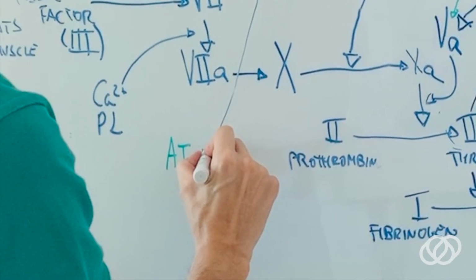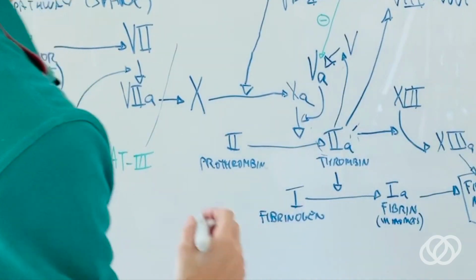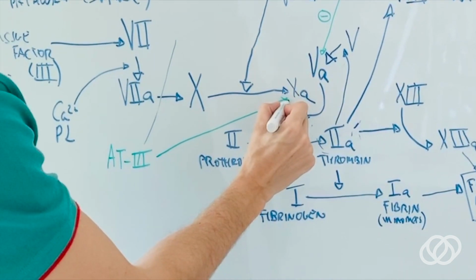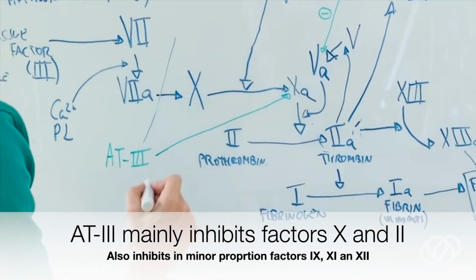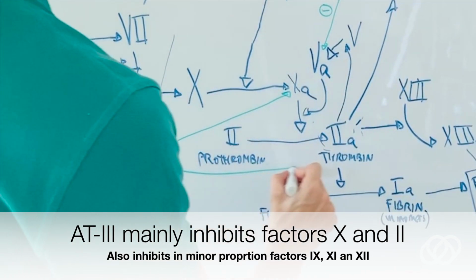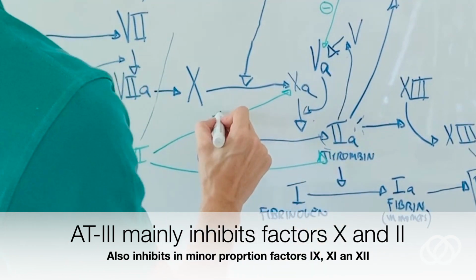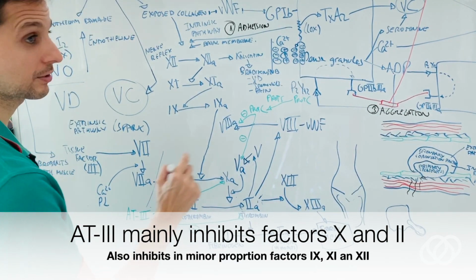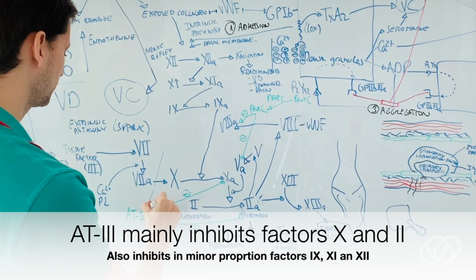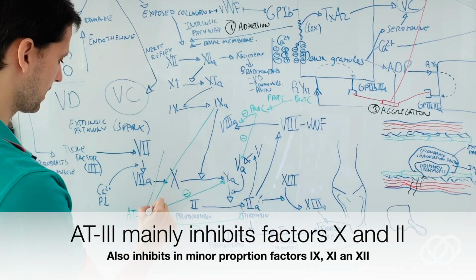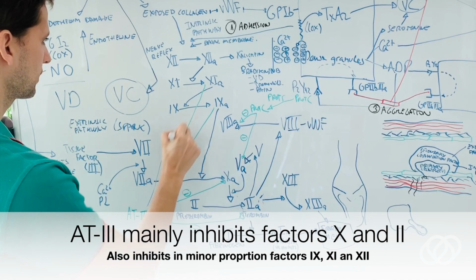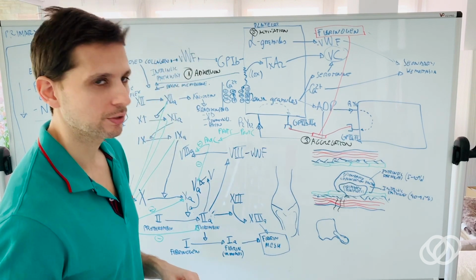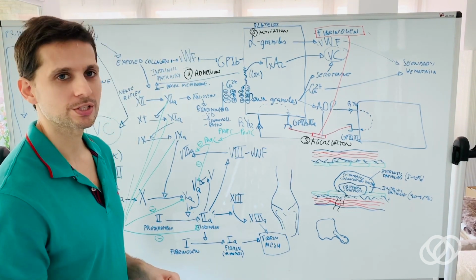On the other side, we have another system that is the one formed by antithrombin. Antithrombin 3 inhibits mainly factor 10 and factor 2, but also the other factors of the intrinsic pathway. It will also inhibit factor 9, factor 11, factor 12. This antithrombin system is very related to the functions of heparins that we will see later.